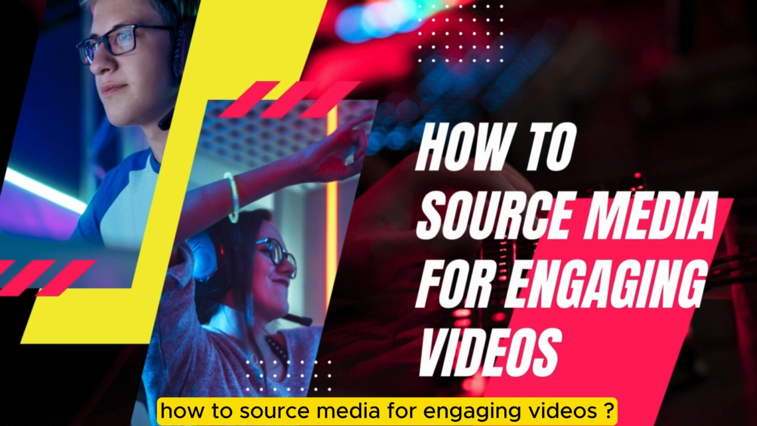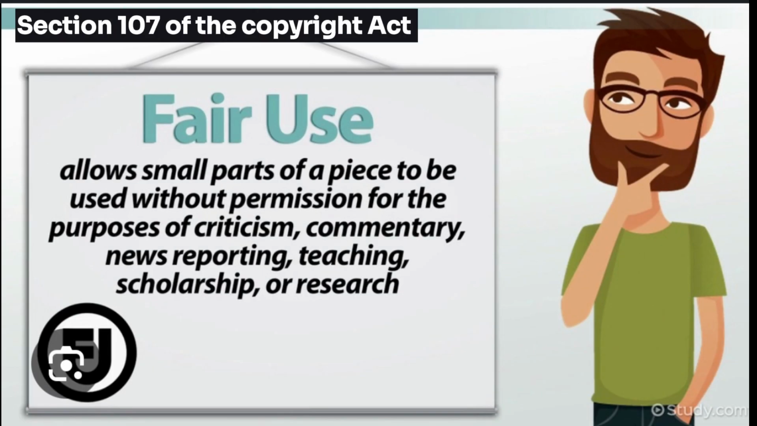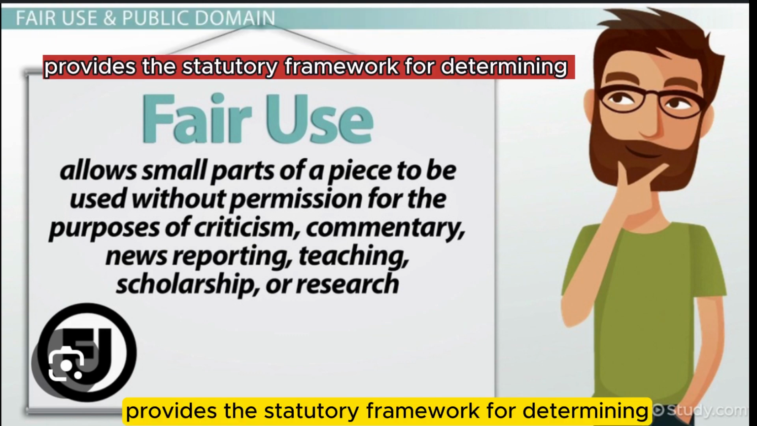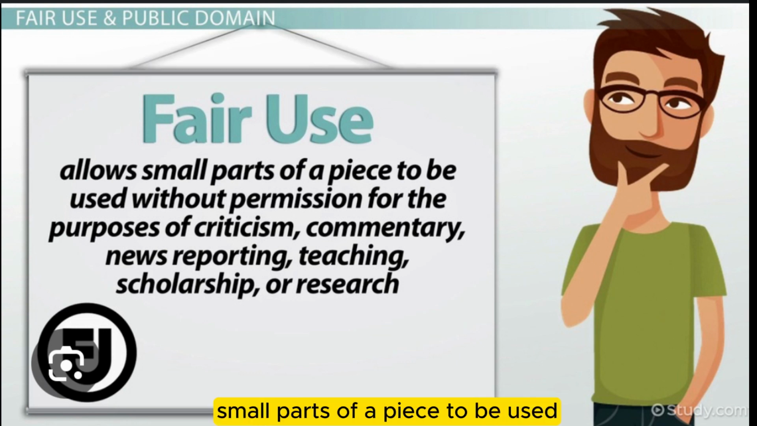$1 million question. How to source media for engaging videos? Well, the first thing we have to tackle is the copyright law of fair use. Section 107 of the Copyright Act provides the statutory framework for determining fair use. It allows small parts of a piece to be used without permission for the purposes of criticism, commentary, news reporting, teaching, scholarship, or research. So, if we copy pieces of copyright media with the fair use criteria in mind, we can use it in our video.